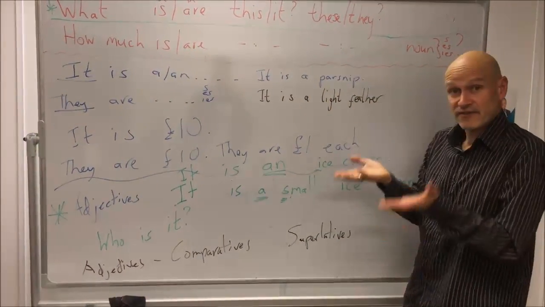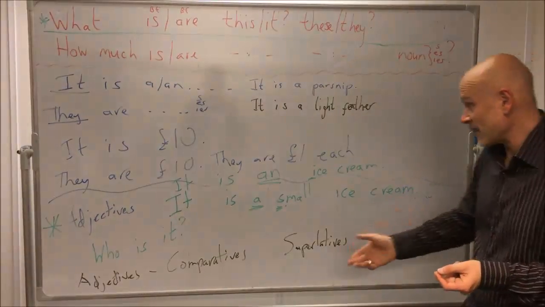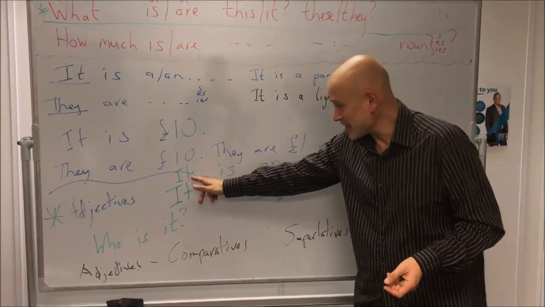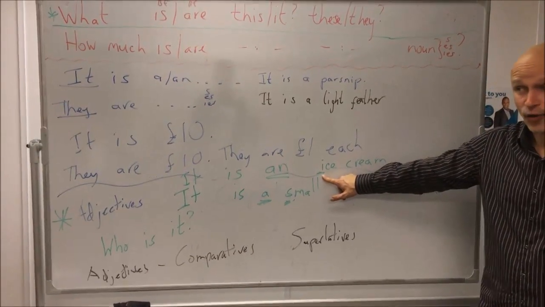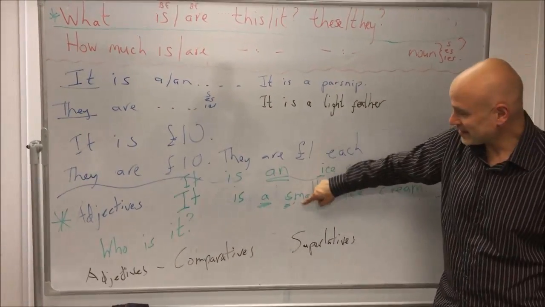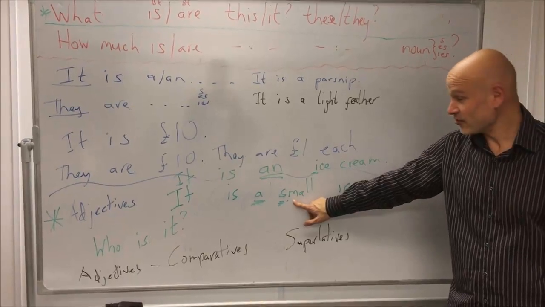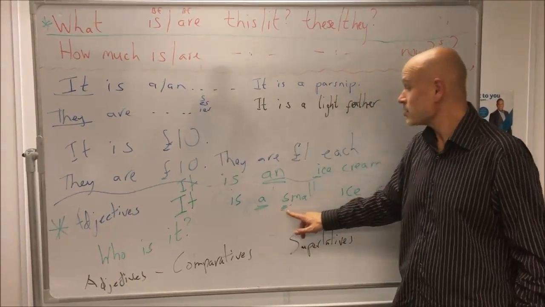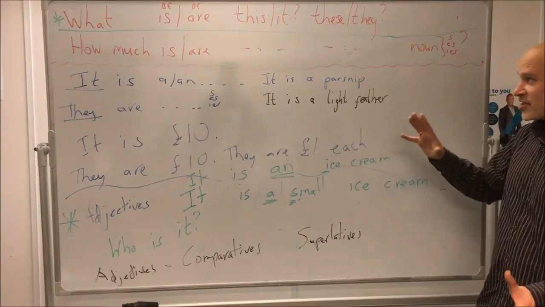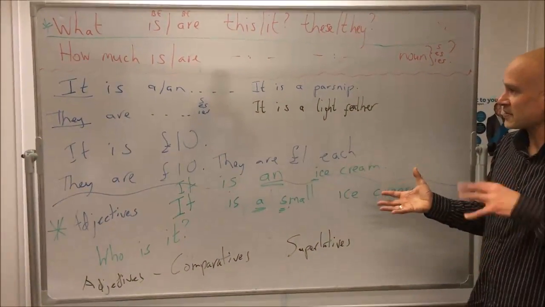It's a light feather. Or another one we did here, and this was nice because we said it's an ice cream because the first letter is a vowel, but as soon as you added in an adjective, the first letter was not a vowel. So then we'd say it is a small ice cream. So that's just a brief idea of some of the things we've done.